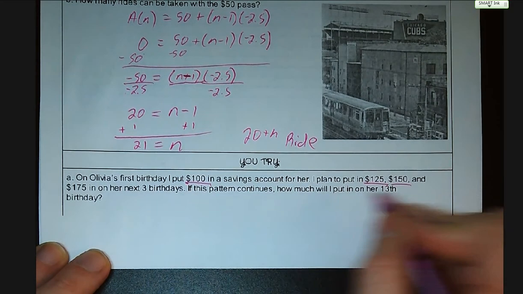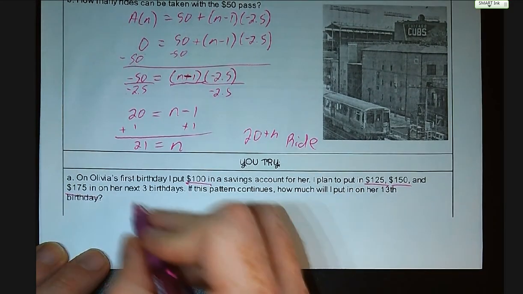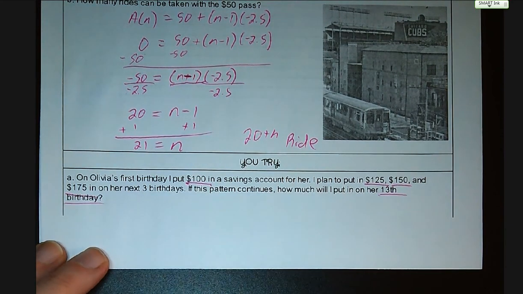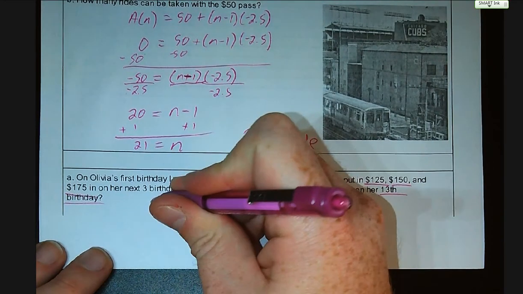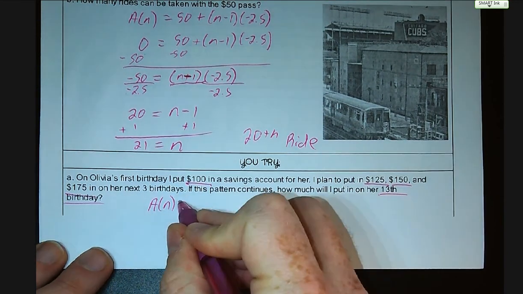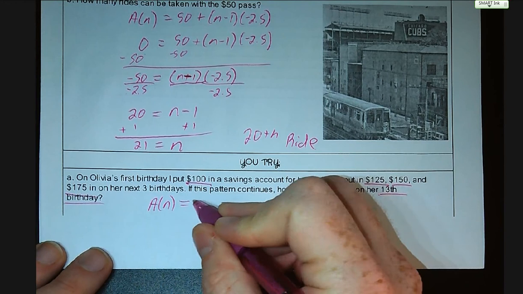Okay, so on Olivia's first birthday, I put $100 in a savings account for her. I plan to put $125, $150, and $175 in on her next 3 birthdays. If this pattern continues, how much will I put in on her 13th birthday? First off, that's a lot of money. I just want to say that.